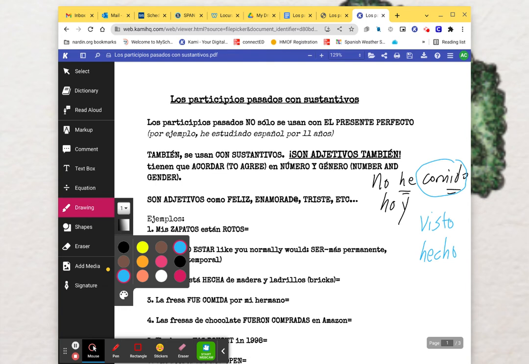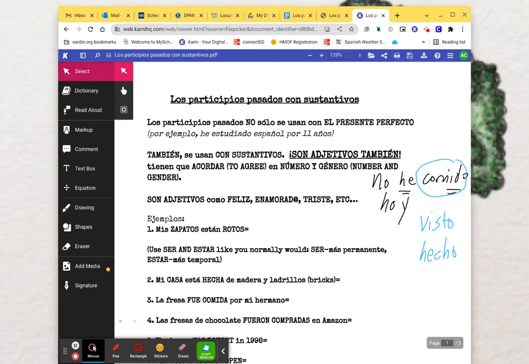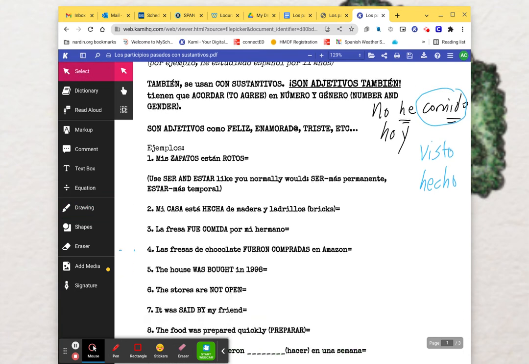So we learned that. But these past participles are also used for another purpose. They're used as adjectives. So we're going to learn about that today. Basically, you're going to have nouns, and you want to make sure that your past participle agrees with the noun in number and gender. So that's what I'm going to show you here. And then you're just going to have a little bit of practice to do, and we'll follow up when I come back to school.